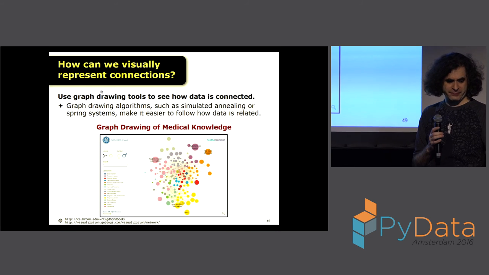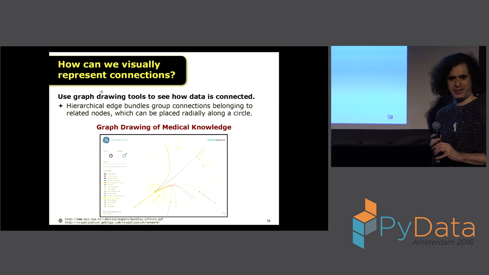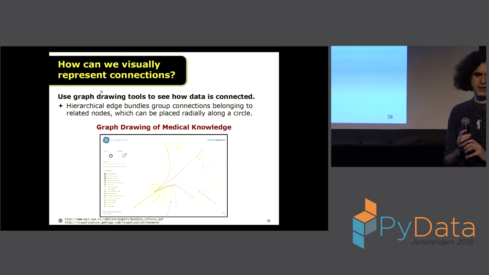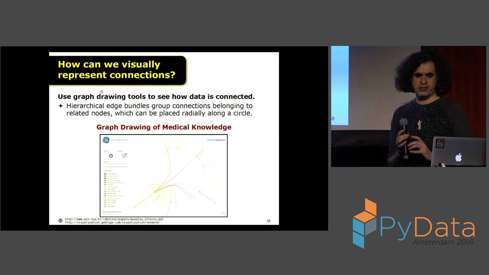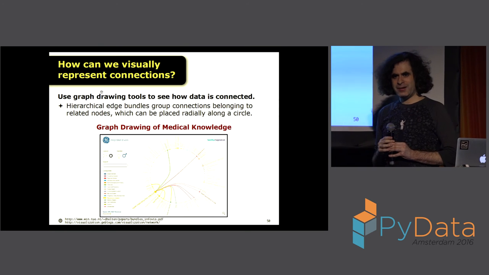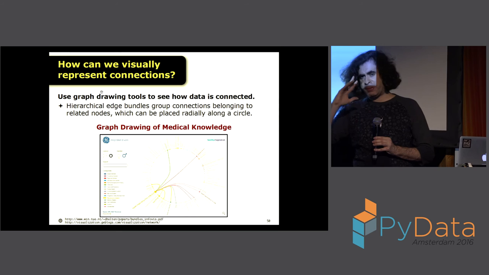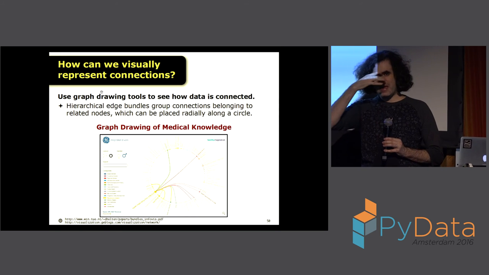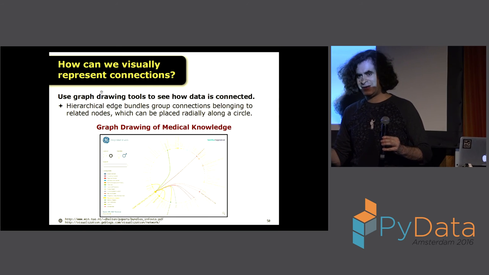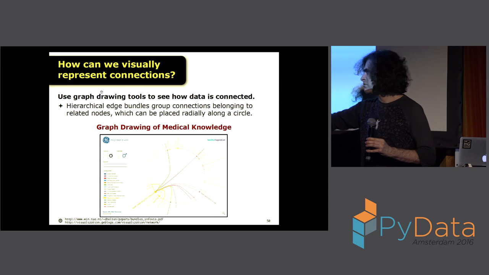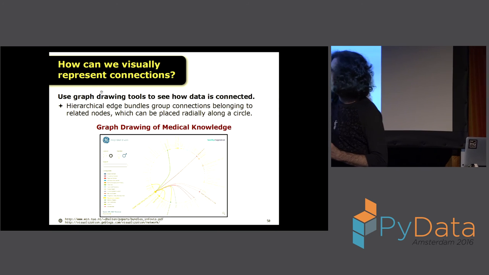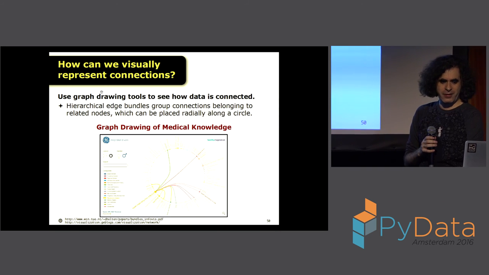You need, in some sense, to simplify the picture. And this is a really nice example called hierarchical edge bundles, where you group connections belonging to related nodes, and all the nodes are placed along the circle. The idea here is that when the person is looking at the graph, they can't really make sense of the whole thing if it's densely connected. But what they're looking for are relations between individual nodes, and that is something that using this type of visualization we can represent very well.